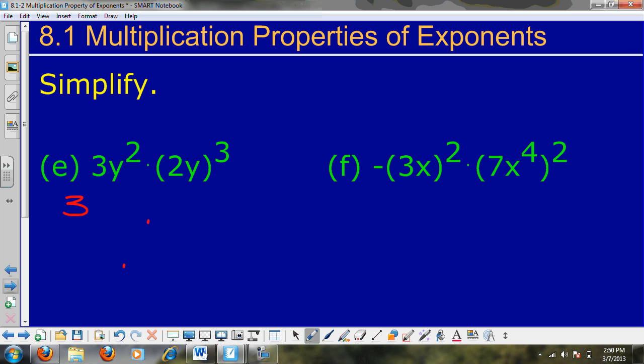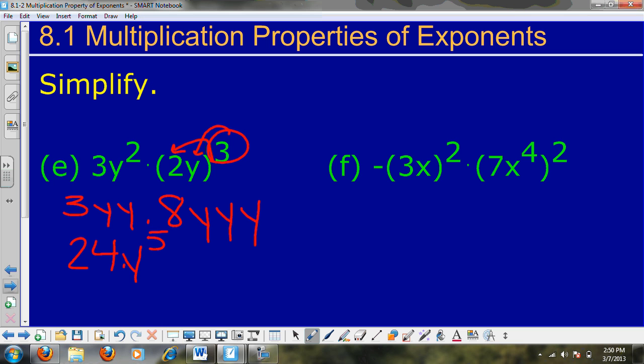This one is 3y. 2, I didn't distribute. Big distribute mistake number 1. 2 to the third power is 8. Y. 3 times 8 is 24. Y to the 5th is actually the correct answer. Okay? Let's do the same thing over here.